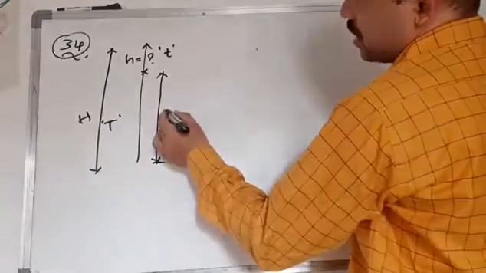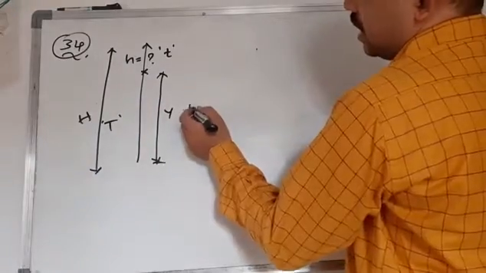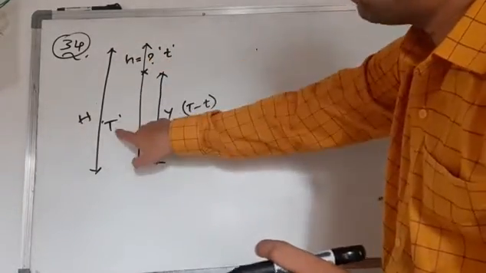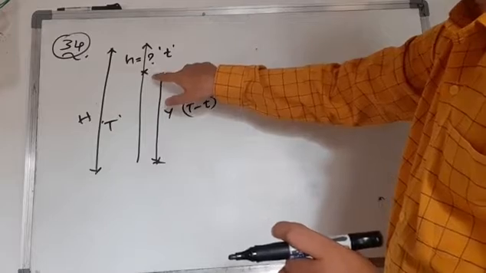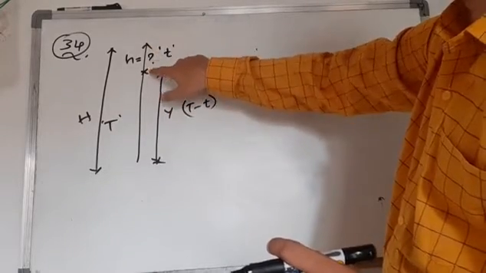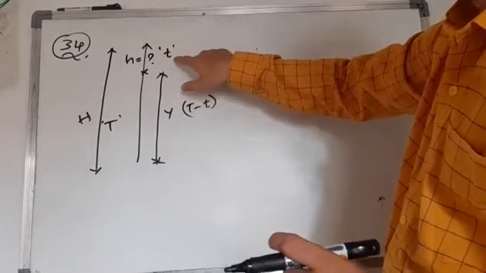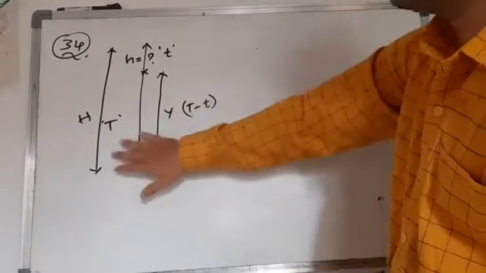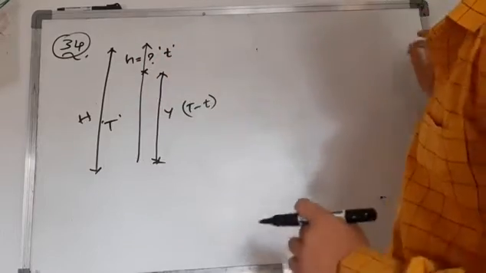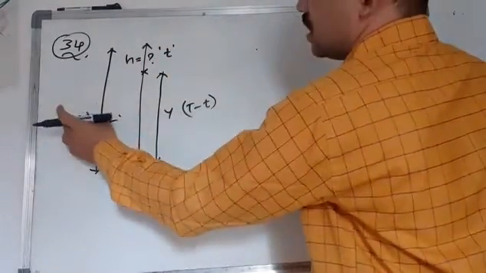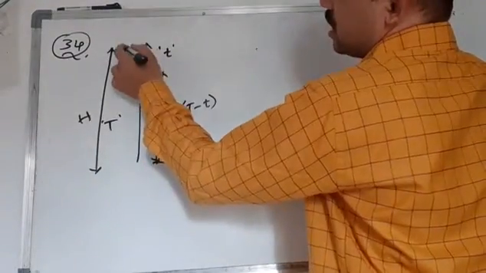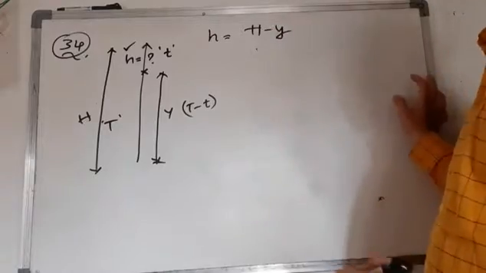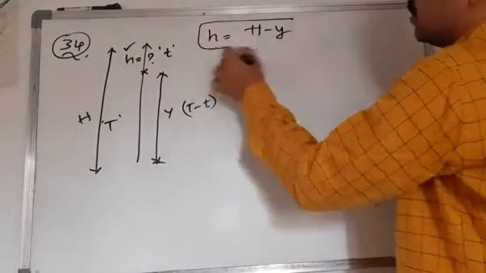Here to here it has to travel, means how much time it has taken? Suppose y distance it has taken capital T minus small t time. Total time taken is capital T, and from this point to this point, the last second, is t seconds. For that it has taken the total time minus this time. So we have to subtract this distance from this distance to get this distance. So h is equal to H minus y, we have to do.